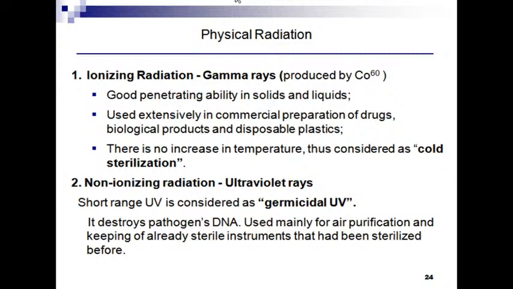The other method is non-ionizing radiation, ultraviolet rays. We cannot use germicidal ultraviolet for sterilization, but we can use ultraviolet radiation for keeping instruments in sterile condition. Ultraviolet destroys pathogens' DNA and is used mainly for air purification and keeping already sterile instruments that had been sterilized before. In our hospital, we have special ultraviolet chambers for keeping instruments in sterile condition during the working day.